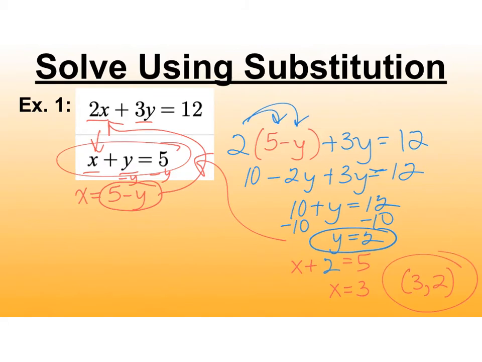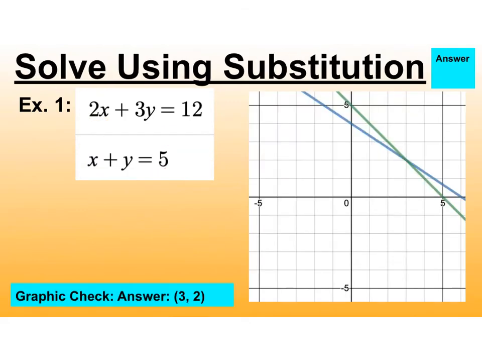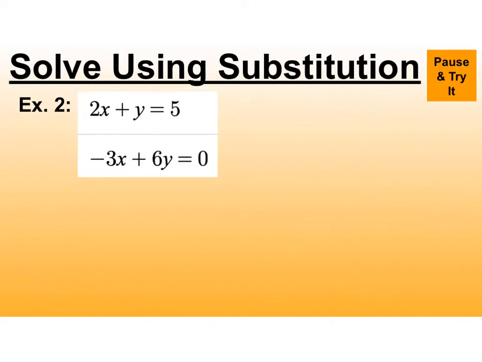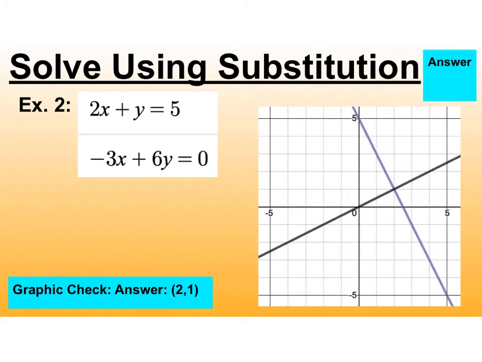Remember, this is in a system of equations. These are 2 lines that might intersect. They happen to intersect at the point (3, 2), so that is my solution. I graphed it on Desmos just to check, and here's the point (3, 2), where they do, in fact, cross. I would like you to pause and try this. And now we'll try it together.